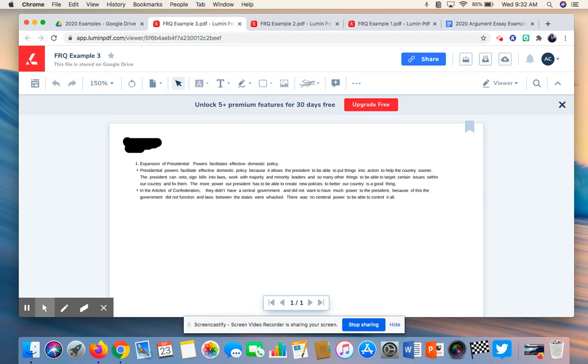All right, so it goes on to give one piece of evidence, all right, in the Articles of Confederation. They didn't have a central government and did not want to have much power to the president. Because of this, the government did not function and laws between the states were whacked. There was no central power to be able to control it at all, okay? So this is using the Articles of Confederation, and they're using that reasoning to explain why the Articles of Confederation did not work, which again would go back to supporting the thesis. Now, is this a great response? Not necessarily, but it is better than that first example I showed you.